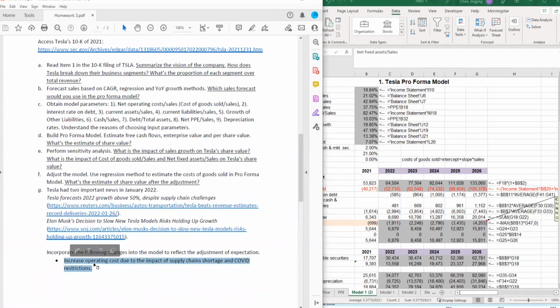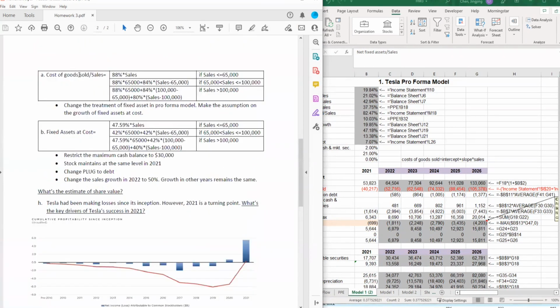So first, increase operating costs due to these concerns. So we're going to change and use an if statement to represent, instead of steady growth, a gradual growth of cost of goods sold over sales and also gradual growth of fixed asset at cost. Here, cash cannot go beyond $30 billion, and the stock maintains at the same level, plug change to that, and also change the sales growth to 2022 and change it to 50%.